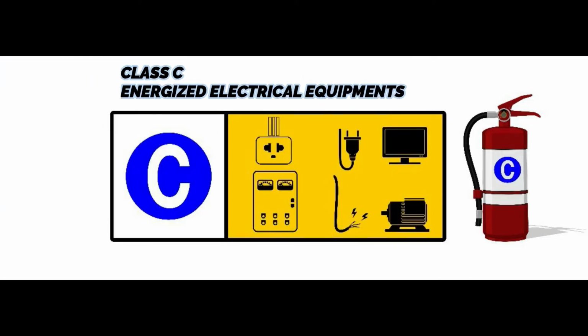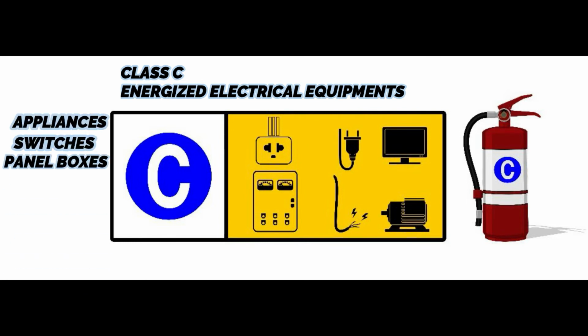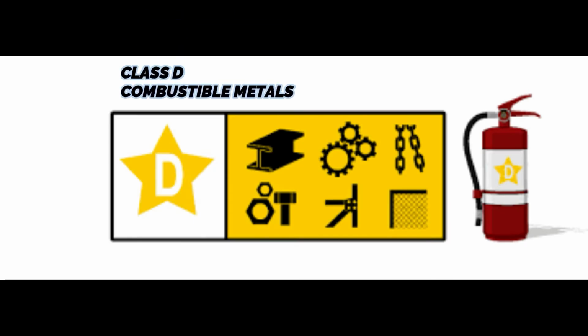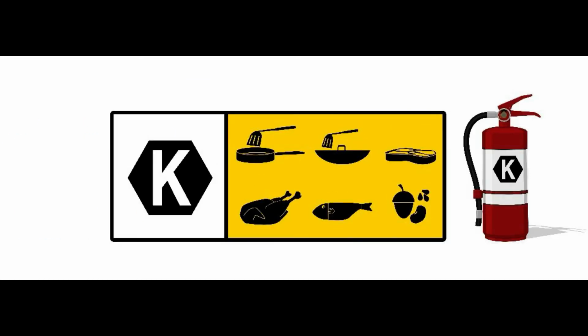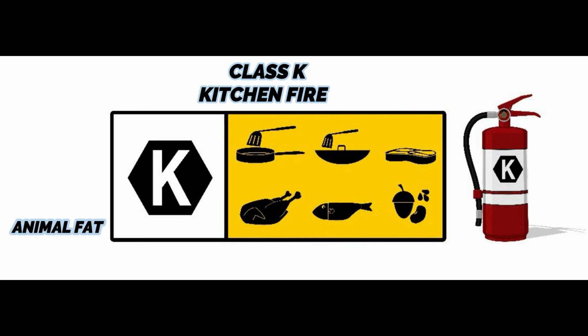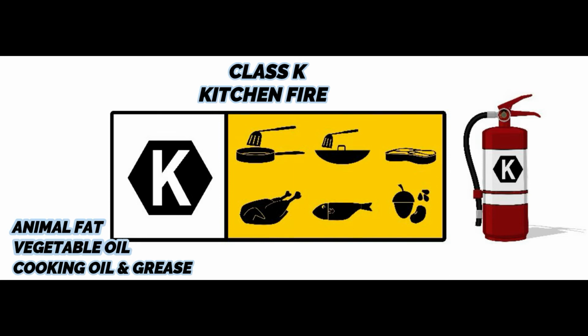Class C naman po yung energized electrical equipment such as appliances, switches, panel boxes, and power tools. Class D naman po certain combustible metals such as zinc, magnesium, titanium, zirconium, lithium, calcium, etc. And Class K fires naman po are the fires with substances such as animal and vegetable fats present in commercial cooking oils and greases. How do you put out a Class K fires?